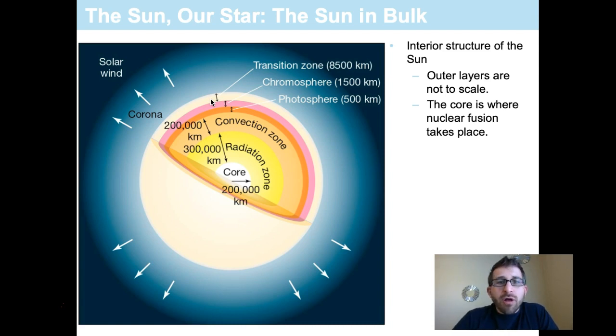Now, overall, the Sun is going to have multiple different layers. The core being about 200,000 kilometers in size. Once again, way, way bigger than the Earth. The core, by the way, we'll get into more detail later on. But that's where all nuclear fusion takes place. Then we have the radiative zone, the convective zone on our way out. Then the photosphere, which is actually what you would view when you're looking at the Sun. The chromosphere is outside of that, and then the transition zone, and then finally the corona, way out on the very edges.